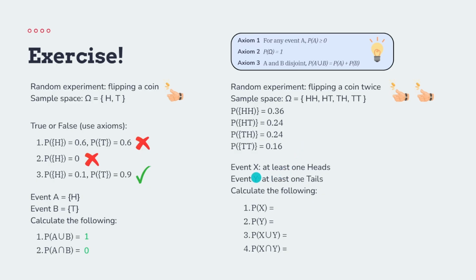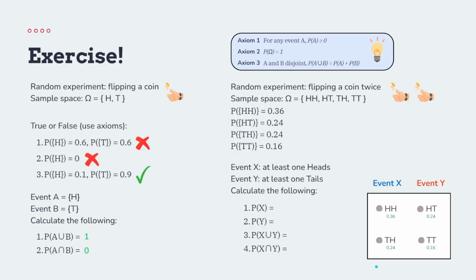Here we define the event X, where at least one heads land, and the event Y, where at least one tails land. And your task is to calculate the following probability values. So pause the video and give it a try.